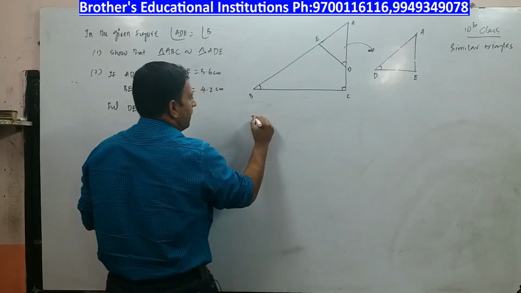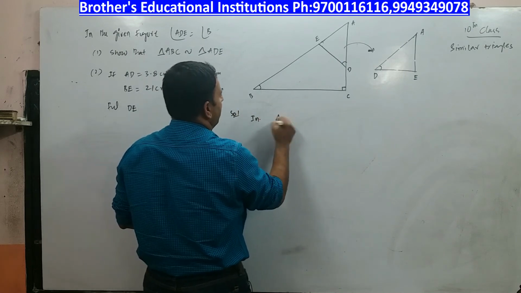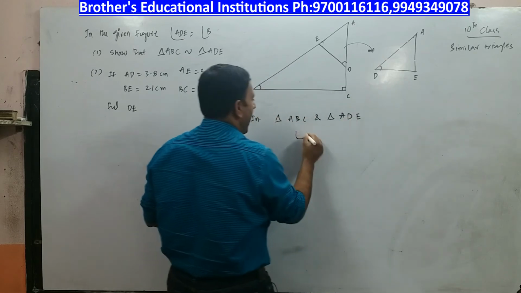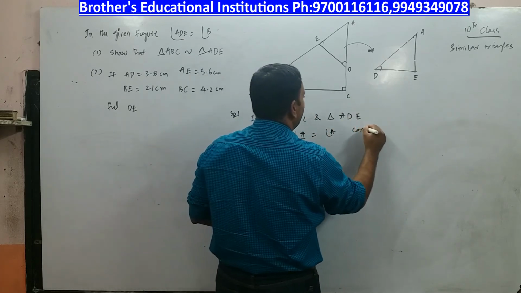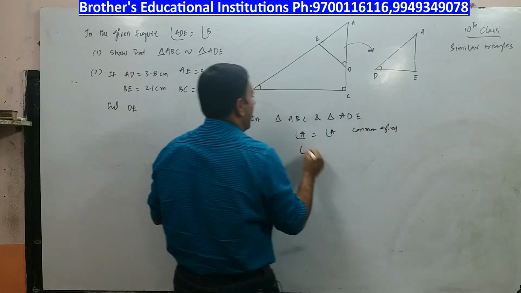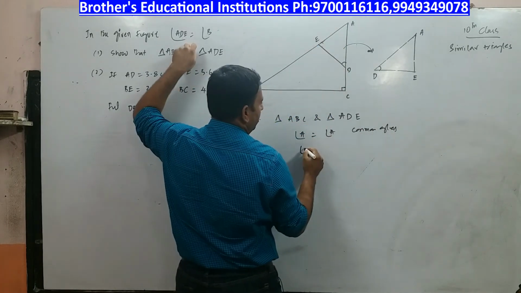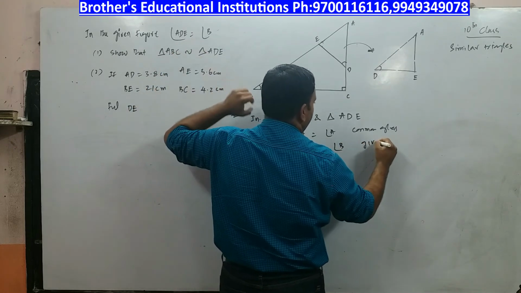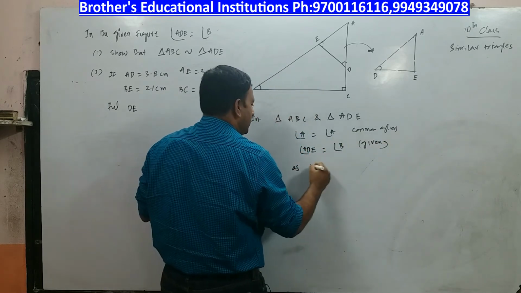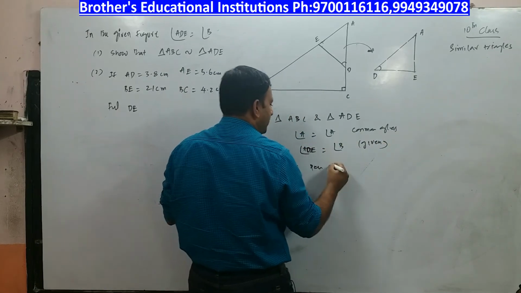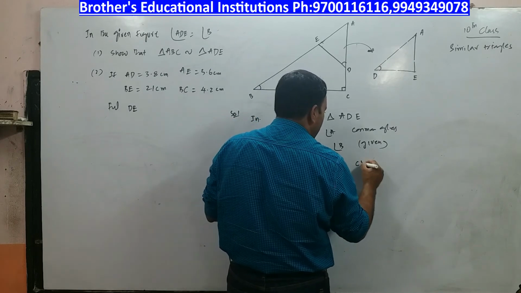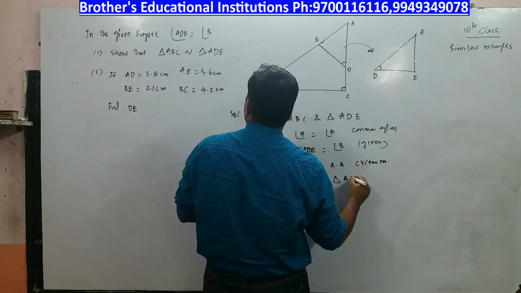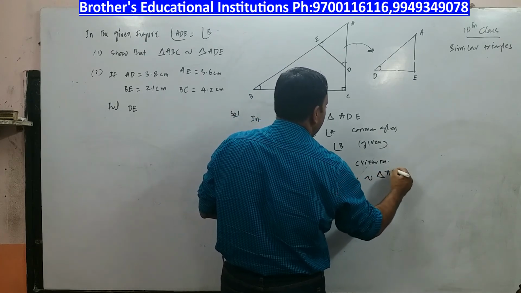So I will say solution. In triangle ABC and triangle ADE, angle A is equal to angle A, which is a common angle, and angle ADE is equal to angle B. This is given. So when two angles are equal, the third angle will also be equal. So as per the angle-angle criteria, I will say triangle ABC is similar to triangle ADE.